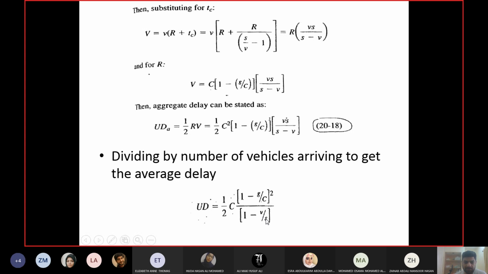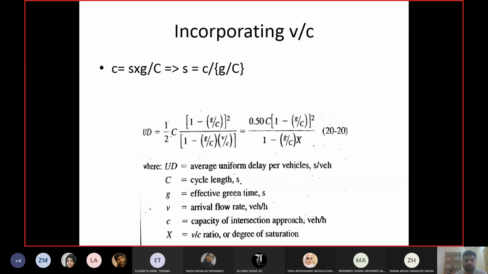Now I will put this equation of S in this equation. So S will be replaced by small c upon G by C ratio. So it will become V upon c multiplied by G by C ratio, because you are dividing the denominator with G by C, so it will be multiplied. So it was V upon S, I replaced the S with c upon G upon C, so it became V upon c multiplied by G upon C. So 1 upon 2 means 0.5. Other things are the same. V by C ratio is represented as X. X means V by C ratio, volume capacity ratio, and it will be the same which you have used in your design of the cycle length.